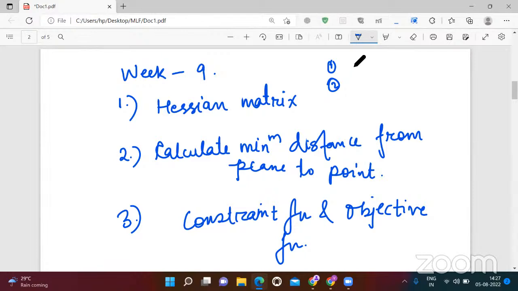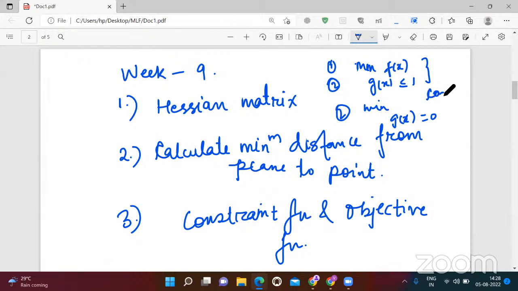Okay, for example, if you have to minimize some function, the minimum of f(x), and the constraint function is in the form of an inequality, less than or equal to something. This is the first type of problem that we are solving. And the second type of problem is where we have to minimize some objective function, and the constraint is equal to some constant. Okay, so this type of problem we are generally solving, and then we'll see convexity, convex sets, and convex functions. So these are the 3-4 things that we are generally studying in week 9.